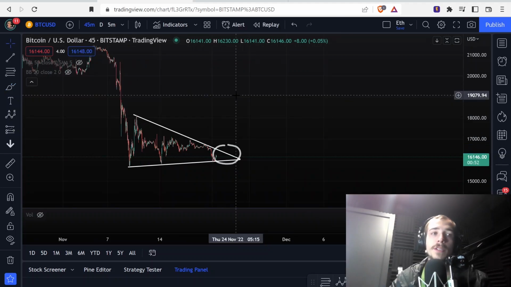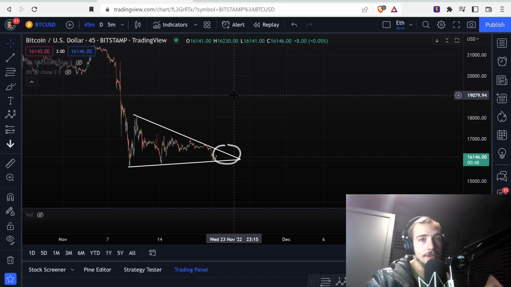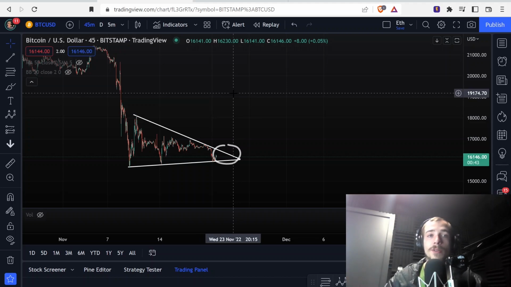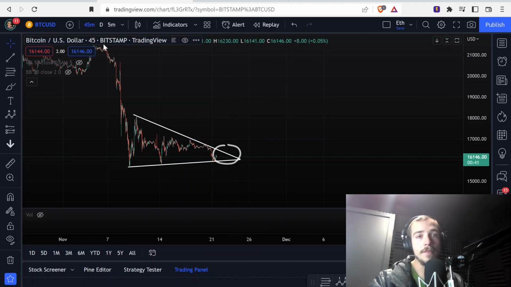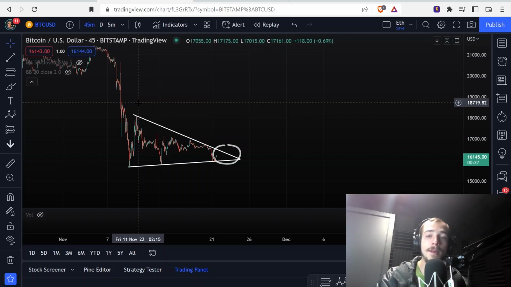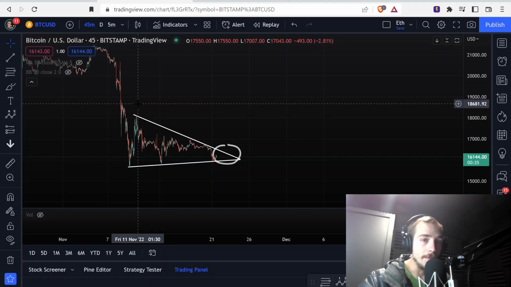And in the bigger picture, we sustain and maintain our target of 100,000 per Bitcoin, and that's not going to change. So really, all of this short-term stuff that we're looking at is just to give us a better idea what's going to happen in the short term with Bitcoin price.